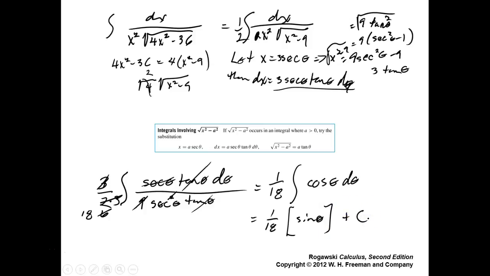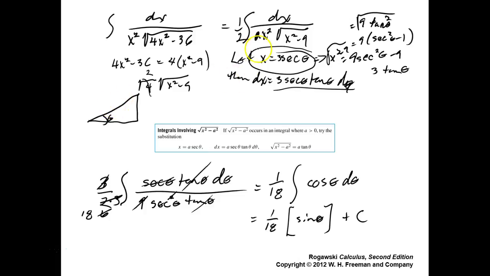But we don't know what sine theta is, do we? Let's go back to our original definition. Draw our little triangle. Pick out a theta, there it is. And we have that secant theta is x/3. So what goes where? On the hypotenuse?